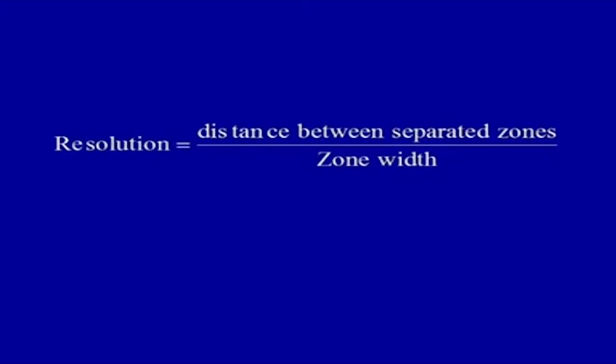The aim of the gel filtration when you are purifying is to obtain the greatest possible resolution of the molecules of interest, and the resolution will be improved by the distance between the separated zones divided by the zone width. So, like I said earlier, the longer the column, the better the resolution, because you give more time for the analytes to separate.